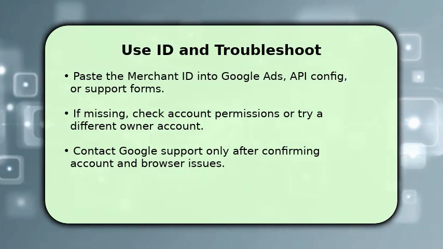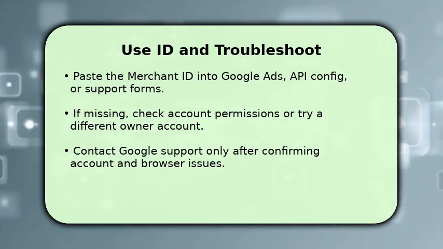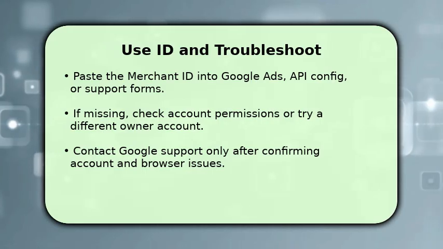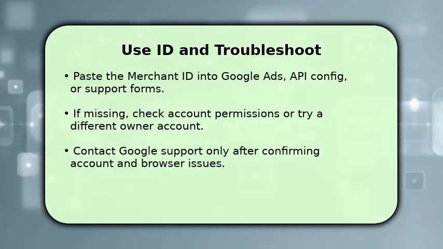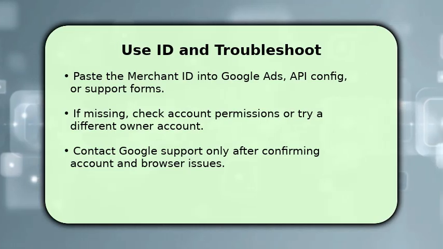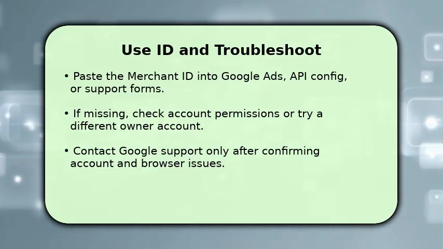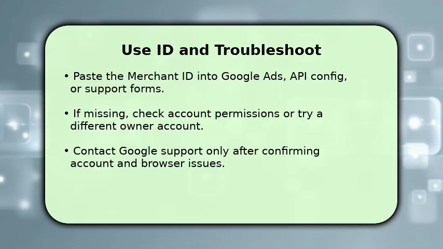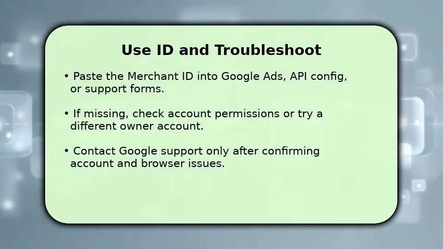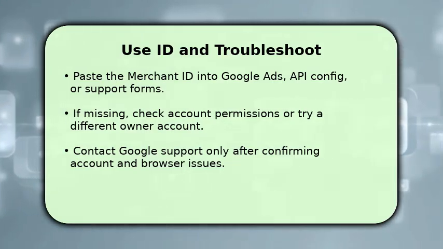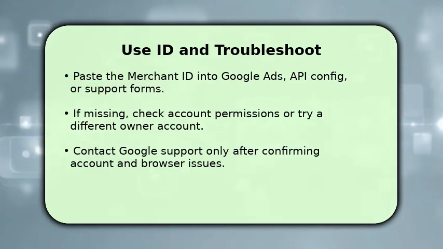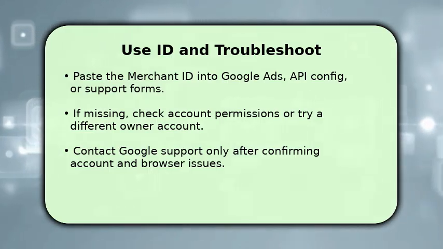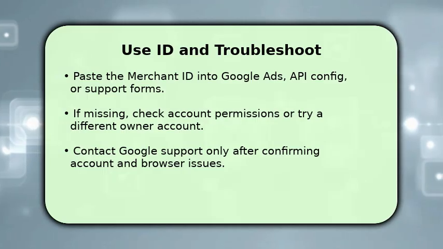If the ID doesn't appear, first verify you have owner or admin permissions and try another admin account. Browser extensions or cached pages sometimes hide UI elements, so clear cache or use an incognito window. If problems persist, gather screenshots and account details, then contact Google support, but only after ruling out permissions and browser issues to speed resolution.